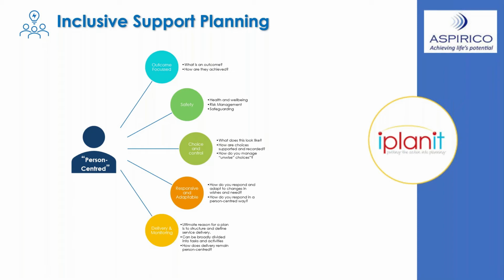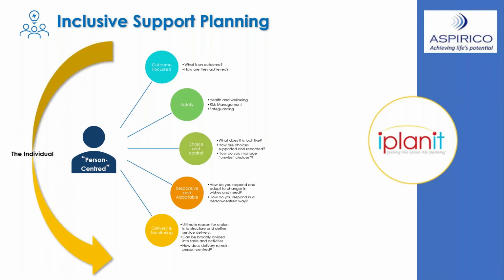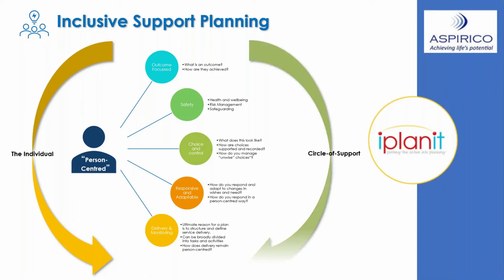So really, to achieve that person-centered approach and to make sure support planning is inclusive, of course, we need to involve the individual. We need to ask them at every opportunity what it is that they want, what they want to achieve, what they want to do. But it's not just the individual. Everybody also has the circle of support. Now, the circle of support is extremely important to keep involved in that process as well.